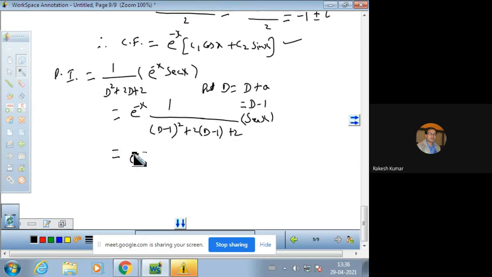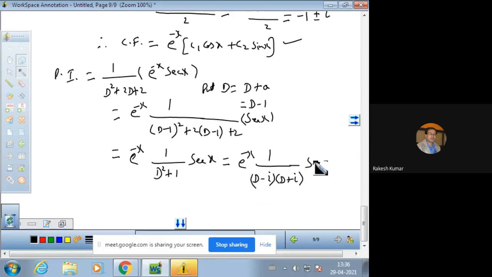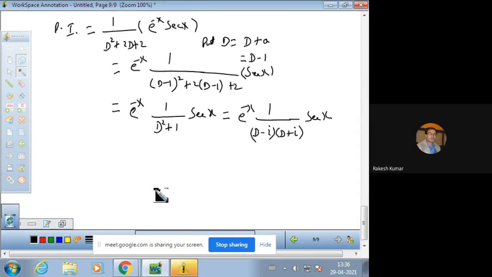So open the whole square in the denominator, that comes out to be D square minus 2D plus 1, plus 2D minus 2 plus 2. The 2D terms will cancel, and 1 minus 2 plus 2 gives plus 1. So that will be D square plus 1 into secant of x. And we know that we can factorize this denominator term, that will be D minus iota and D plus iota. These are the factors of this denominator term. You can easily make the factors by using the formula a minus b, a plus b.